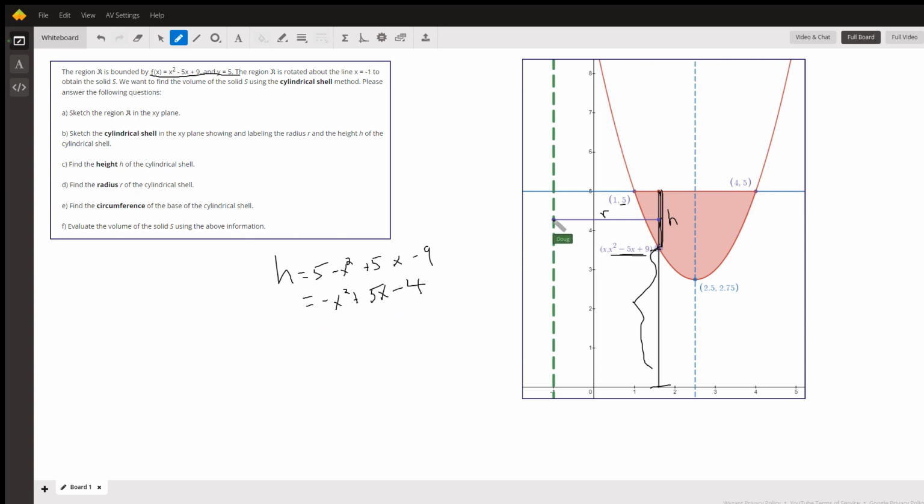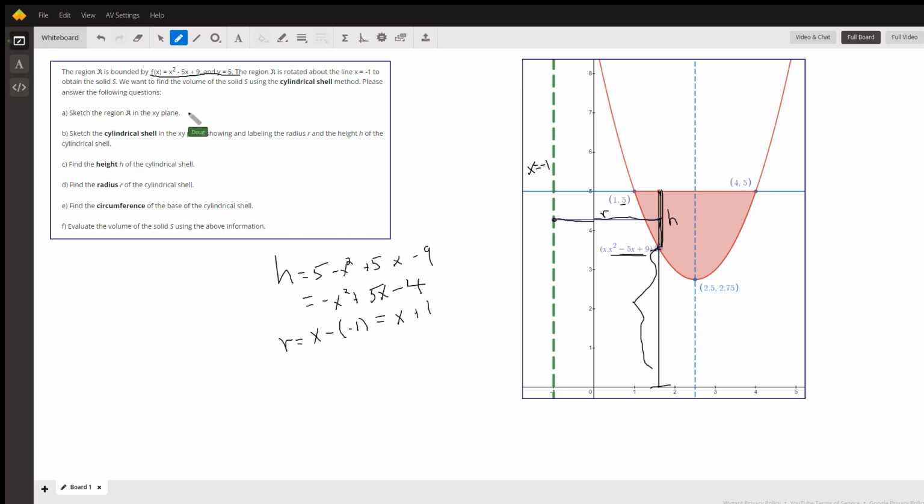Now, r is the distance from the axis of revolution, which is the line x equals -1, to the center of the shell. Well, this distance right here is x, and this is 1. You can calculate that distance because that's a horizontal segment by saying the x-coordinate at the right minus the x-coordinate at the left. So r equals x minus -1. So an expression for r is x plus 1.